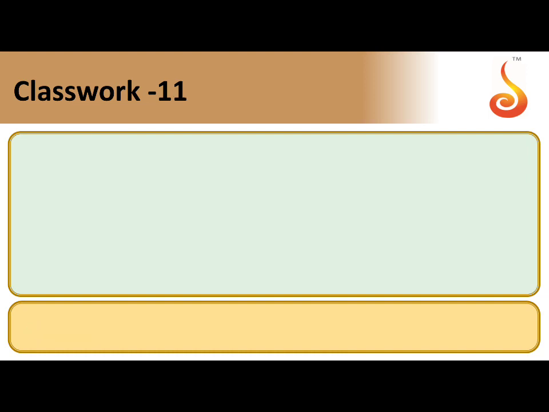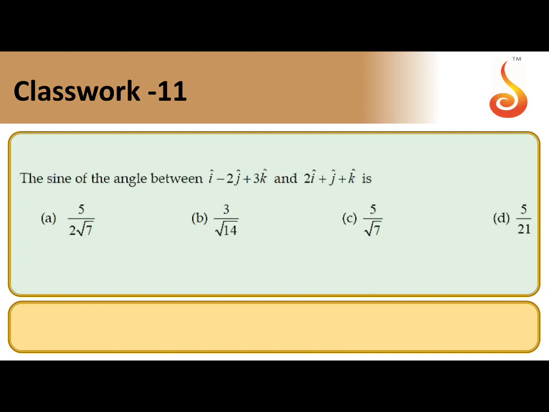So next question. Sine of the angle between two vectors. We have a formula for the sine of the angle between two vectors. What is the formula? Sine theta equals modulus of A cross B by modulus A into modulus B. So I hope this is clear. You have to find A cross B and take its magnitude, and modulus A times modulus B, to get the answer for this one. So now you can solve the question.